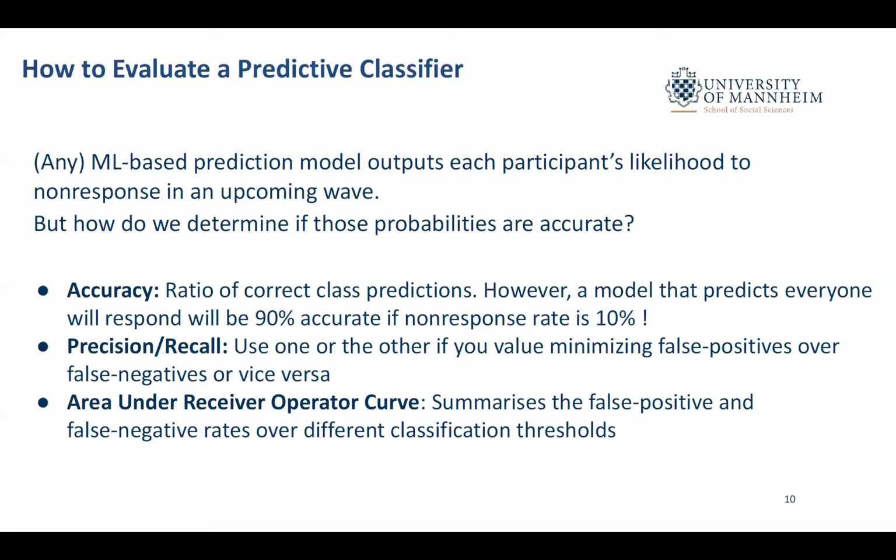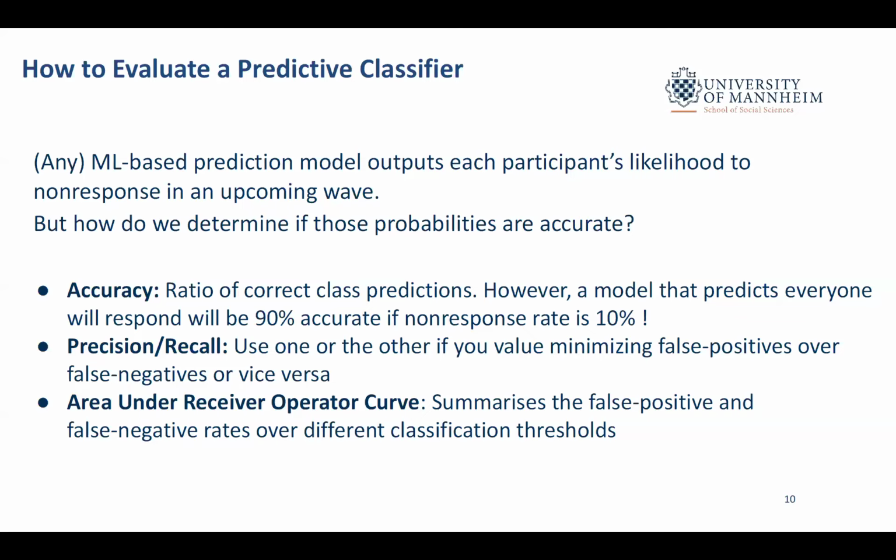But at the same time, we don't want too many false negatives. And a high recall rate means that you don't have many false negatives. A false negative would be, I predicted that somebody is totally fine, they're not going to drop out, but then in the next wave they did non-respond, and therefore our model essentially missed them. And that's not the intended function of a model that helps you detect people who are going to non-respond.